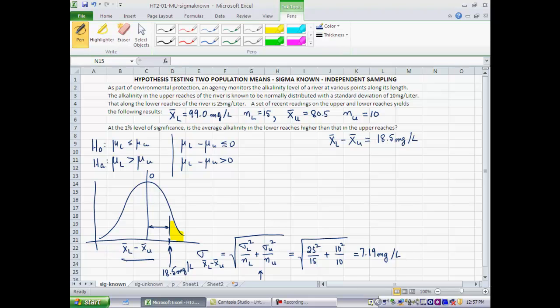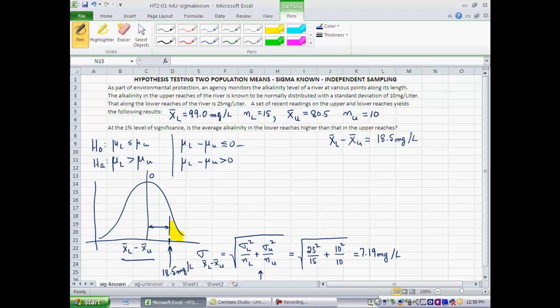Recall that all hypothesis testing starts with the assumption that the null is true as an equality. If the null is true as an equality, then of course mu L minus mu U would be equal to 0. That's what we have here. Therefore, the sampling distribution of x bar L minus x bar U would be normal, of course, because the population is normal, and its mean would be 0, because that's what it would be if the null were true as an equality.